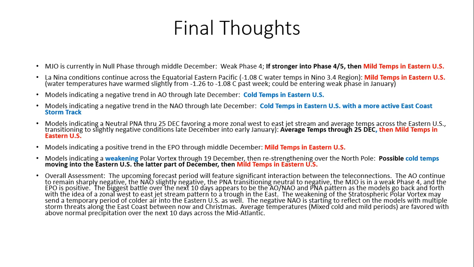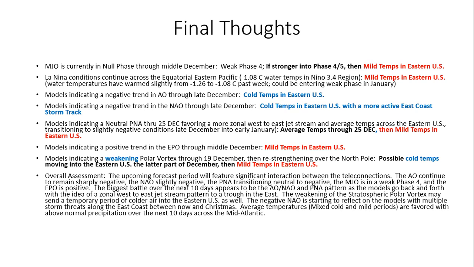The models have been going back and forth with the idea of more of a zonal west to east jet stream, and then the next model run there's a trough in the east. And then they go back to the zonal pattern again, and then the next run it's back to a trough in the east. I think we're going to see a combination of the teleconnections, and I believe we'll see more of a zonal west to east pattern. That's just my honest opinion right now, and more average temperatures.